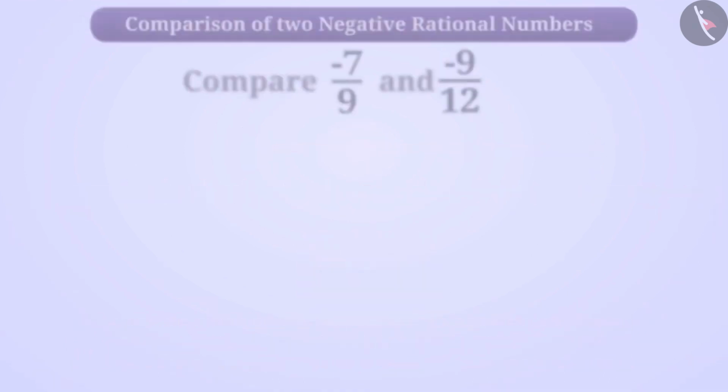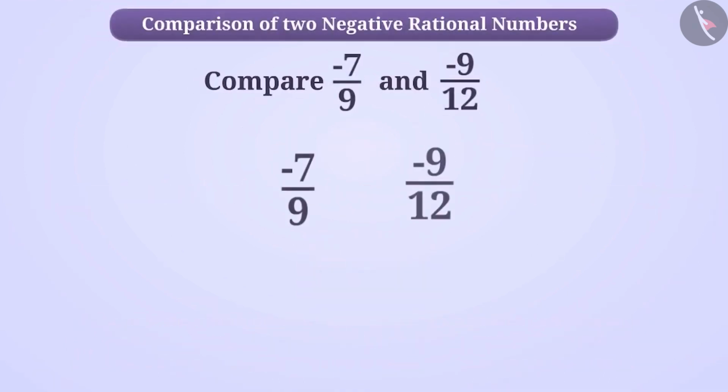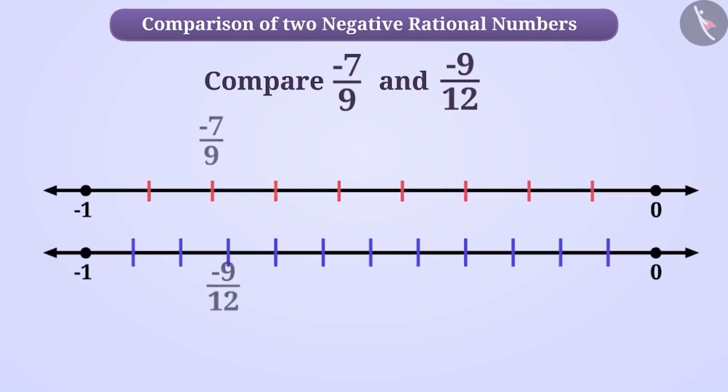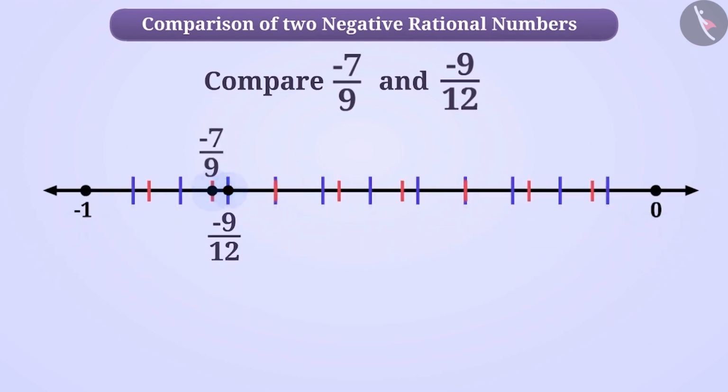Now, can you tell me, how will you compare negative rational numbers? Think for a while. Let me tell you. Suppose we want to compare -7 by 9 and -9 by 12. We express them on a number line, then we can see that -7 by 9 is to the left of -9 by 12. Therefore, -7 by 9 is a smaller rational number than -9 by 12.